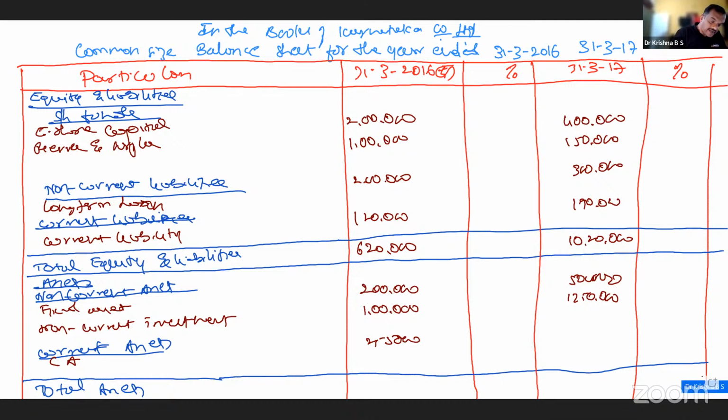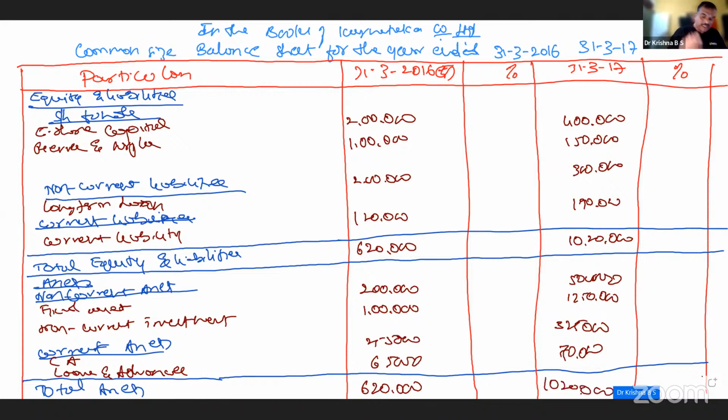3 lakhs 25. Then loans and advances, advances 65,000. 70 total. 6 lakhs 20. 10 lakhs 20. So now how to do this? Simple. I'll tell you.